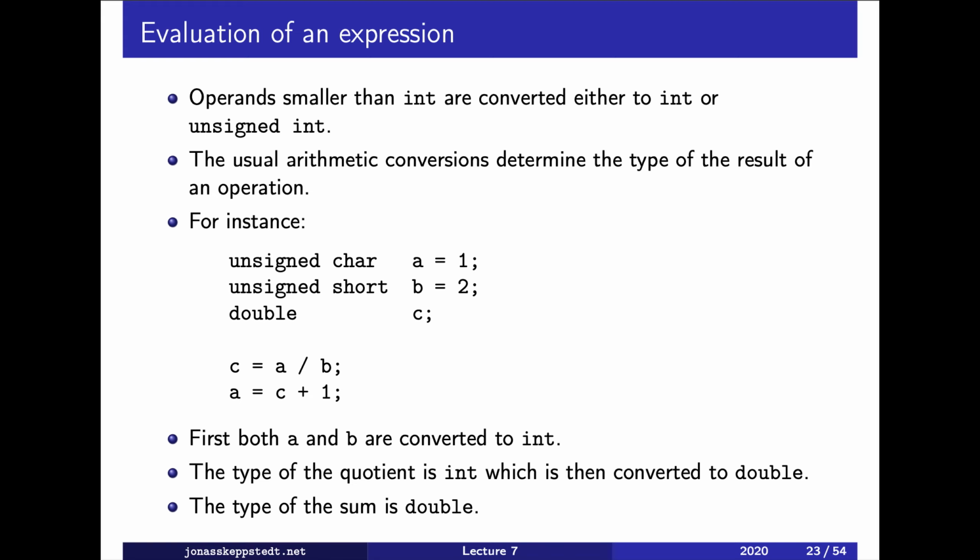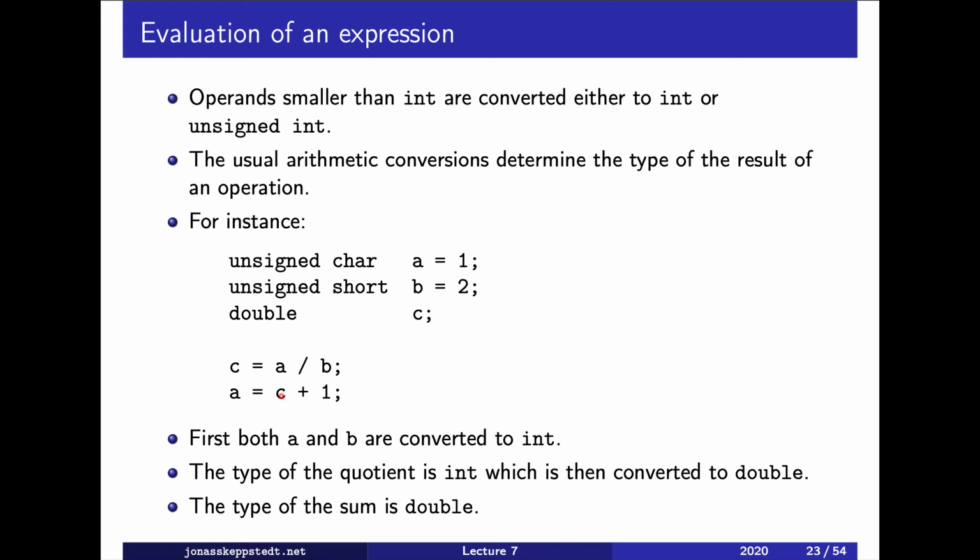More about evaluation of expressions. If we have operands with a type that is smaller than an int, then they are converted to an int or to an unsigned int, depending on whether the value will fit in a signed int or not. So what is the value of this? What happens is that we first change the unsigned char to an int, and then the b to an int, and then divide, so c will be 0.